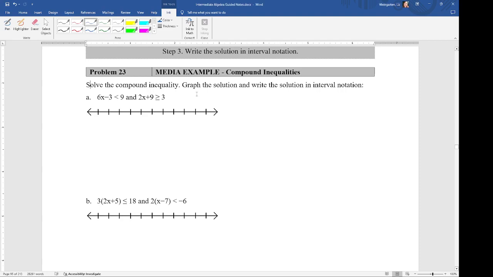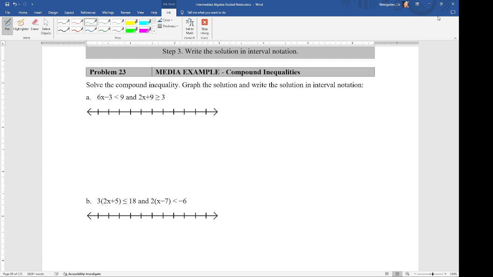In problem 23, we're going to be working with compound inequalities. Compound inequalities contain the words "and" or "or." We'll start by focusing on "and." And inequalities must fit both criteria. I'm going to solve both inequalities and graph them in different colors.